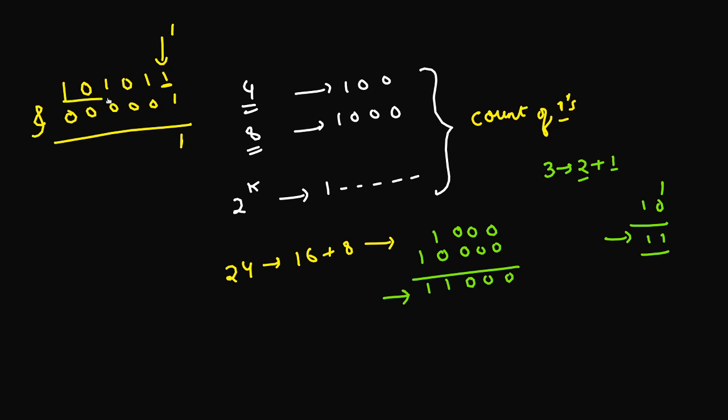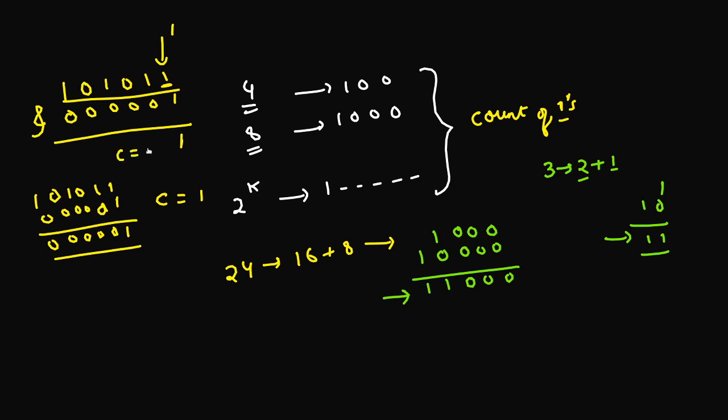So for example, let's try to run this for the number 101011. I take AND with 1. All these other bits are 0, so we are taking bitwise AND, and 1 and 1 becomes 1. So when I take AND of this number with 1, that gives me a 1. That makes count 1, because we had initialized our count as 0.